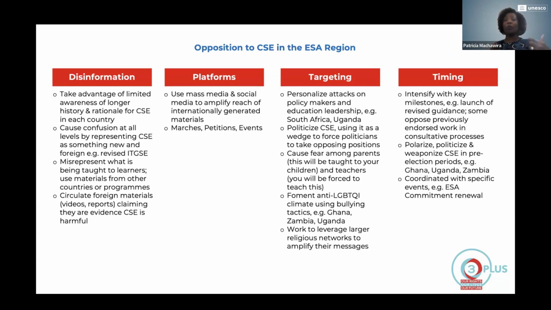And then we also saw the coming of COVID, which made us look at how, in those countries which had been affected by opposition, we are now able to reach young people who we otherwise can't reach through the school system. You can move to the next slide, Don.